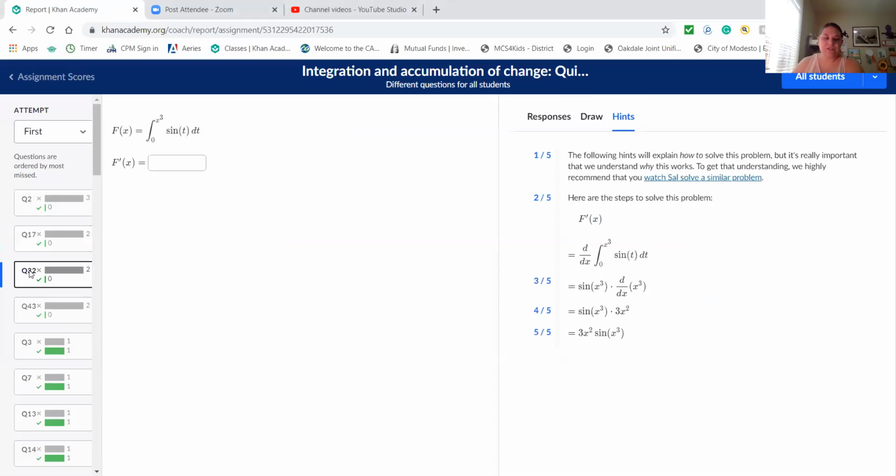Let's look at the third question. Now this is, I'll write this one out. So this one is the fundamental theorem of calculus. Notice that they define the function capital F as the integral, and the upper bound is x to the third, and then the function that you're integrating is sine t. And so the question is, what is F prime of x? And you see the answer over here on the right, but let me talk through it here.